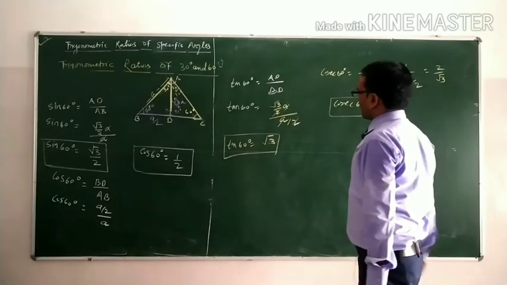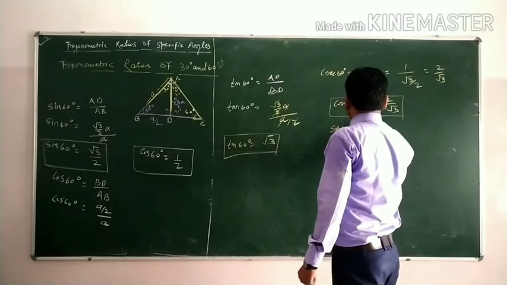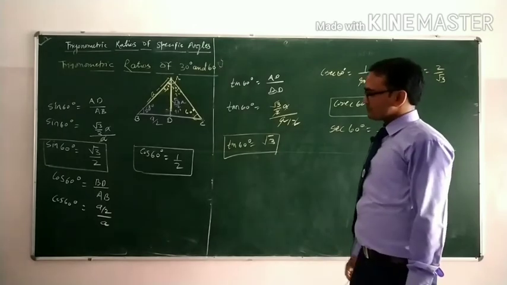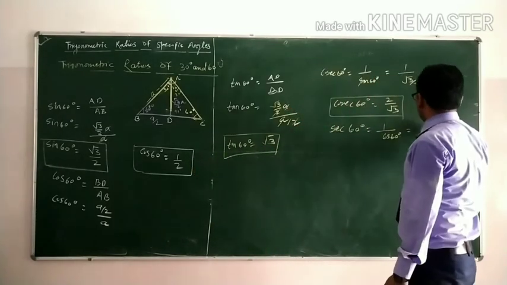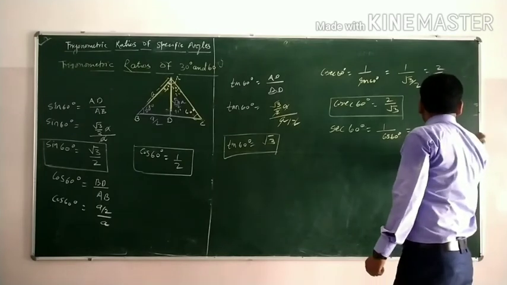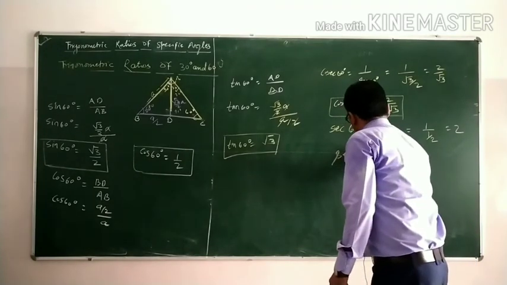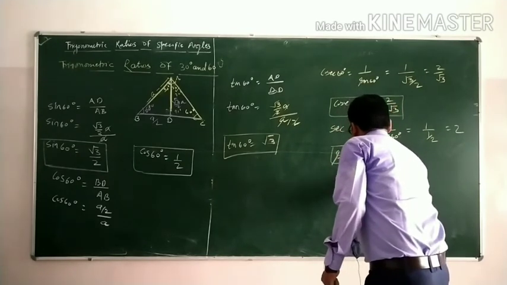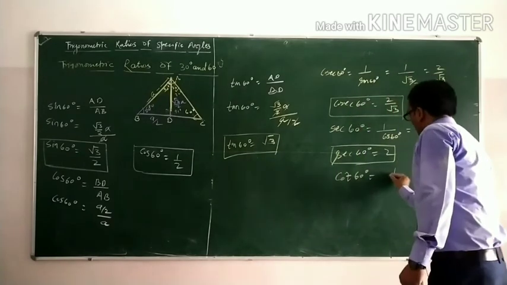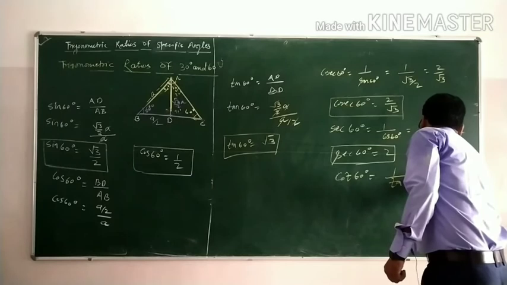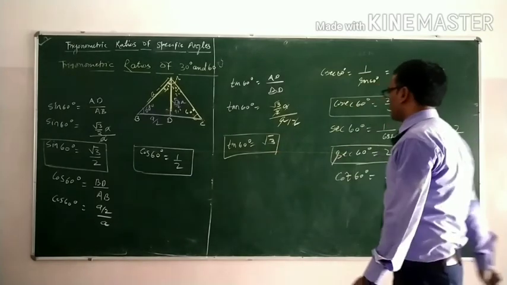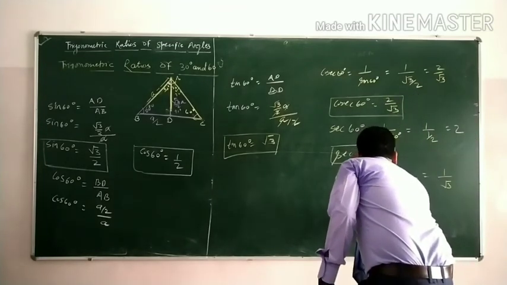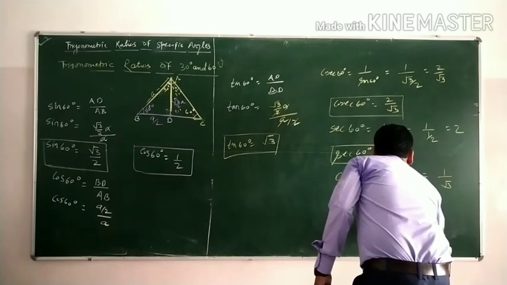Similarly, we find the sec 60. Sec 60 is 1 upon cos 60. Cos 60 is 1 by 2. 1 upon 1 by 2 gives 2. Sec 60 is 2. Okay students. And cot 60. Cot 60 is 1 upon tan 60. What is the value of tan 60? Tan 60 is square root 3. That means cot 60 is 1 upon square root 3.